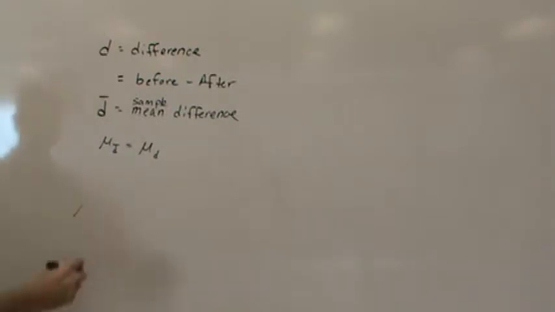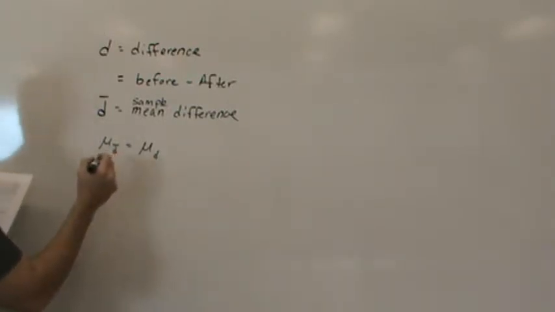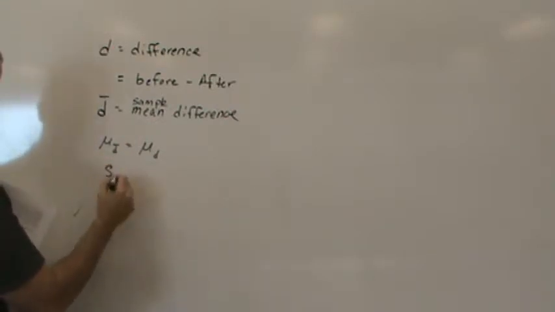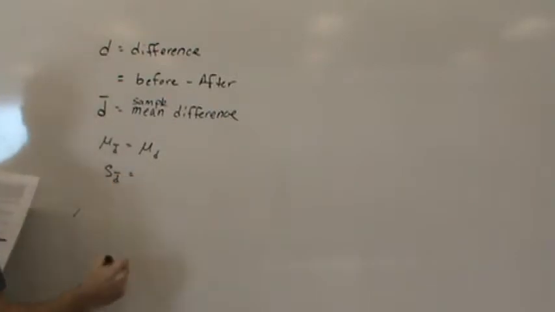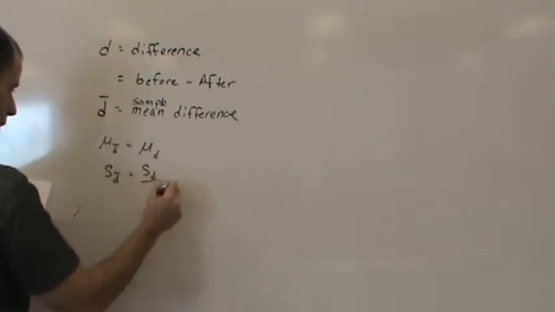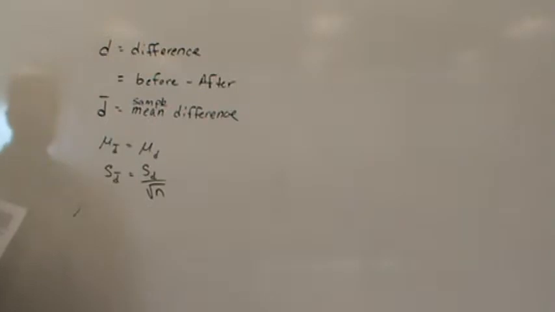And the standard error of d bar, so because we're using the sample, it's going to be the sample of d bar, is going to be equal, you guessed it, s sub d over the square root of n, which is the number of ordered pairs or matched pairs.